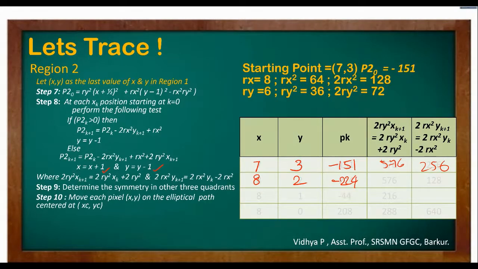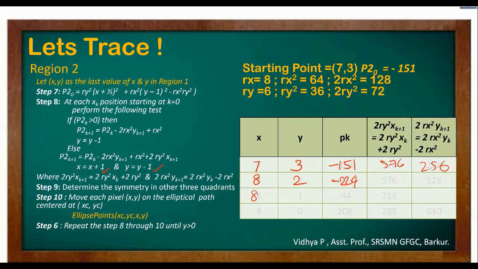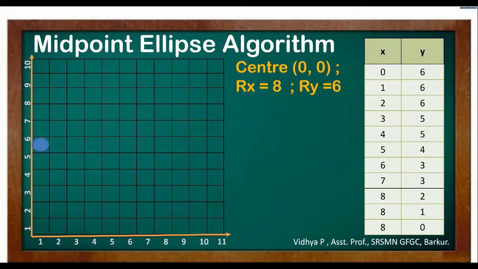So when you recalculate all these things, you'll be getting the points like this. So we'll be getting 8, 1, 8, 0, like that it stops. By combining region 1 and region 2, we'll try to plot it on our graph. So when you plot it, you'll be getting 0, 6, 1, 6, 2, 6, 3, 5, 4, 5, 5, 4, 6, 3, 7, 3. Now we will come to our region 2. So 8, 2, 8, 1 and 8, 0.